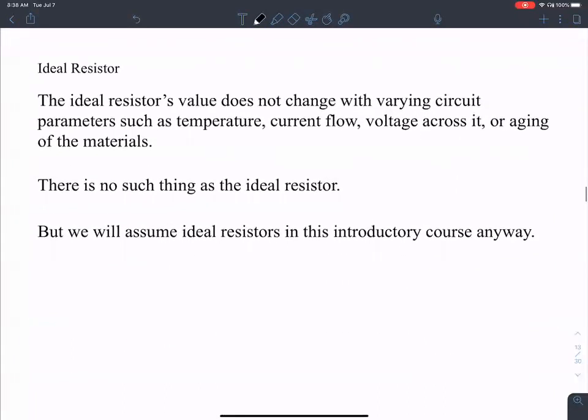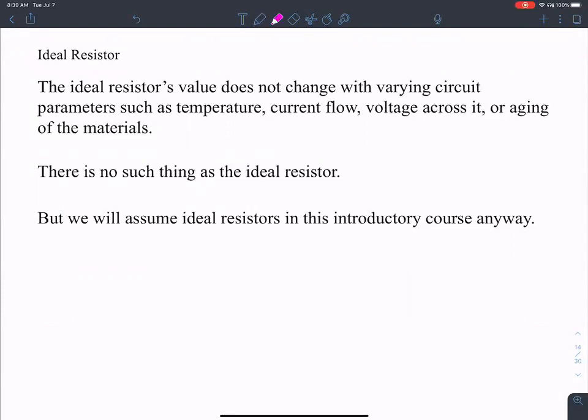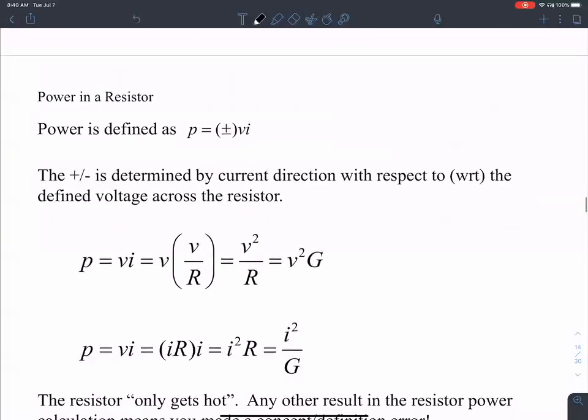A few assumptions: we are using an ideal resistor. The value of the resistor does not vary with parameters such as temperature, the current flow, voltage across it, or the aging of the material. We assume an ideal resistance for our purposes, which is not always the case. There is no such thing as an ideal resistance, but we will assume ideal behavior for this course. Typically resistances shown with some color banding have some kind of tolerance, plus or minus 10%, plus or minus 5%, and so on. They have a significant amount of variation around the nominal value, but we assume constant resistance.